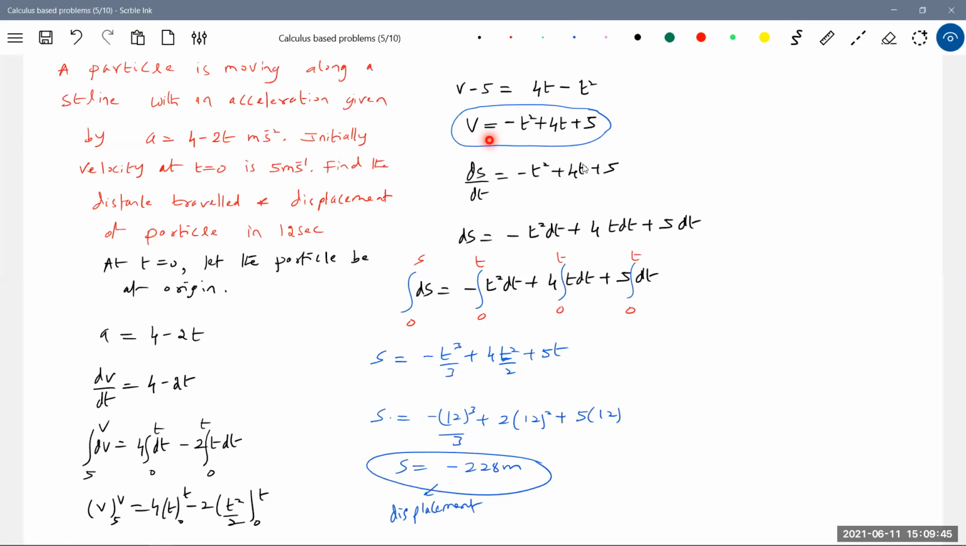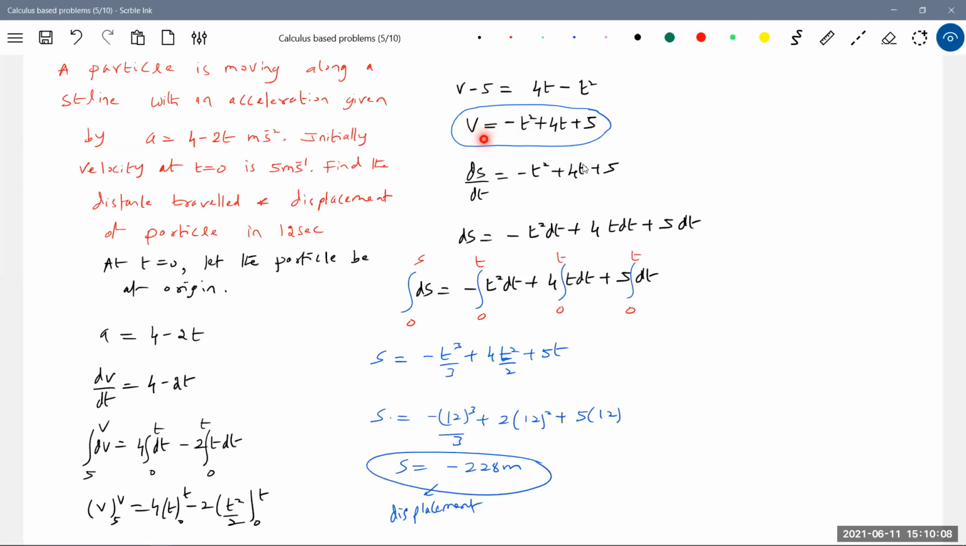So is there any instance of time at which it will change its direction? Meaning for certain values of time between 0 and 12 seconds, v is positive. Put t equal to 0: what is the velocity of the particle? 5. Put t equal to 1, t equal to 2, t equal to 3, up to t equal to 12. For certain values from 0 to 12, the velocity is going to take positive values, and for certain values of time, it is taking negative values.